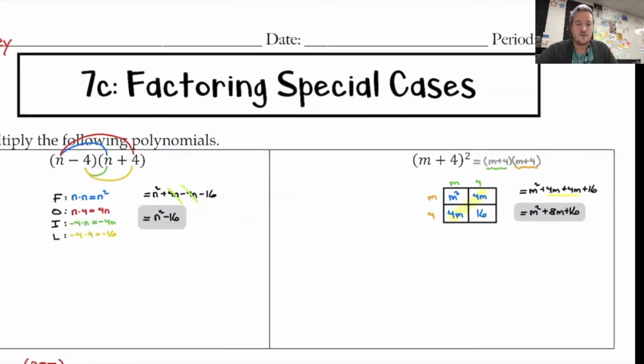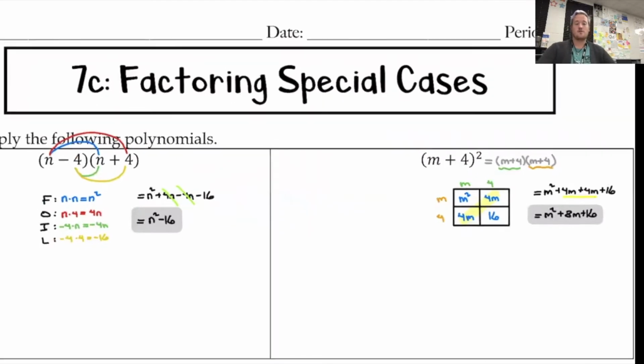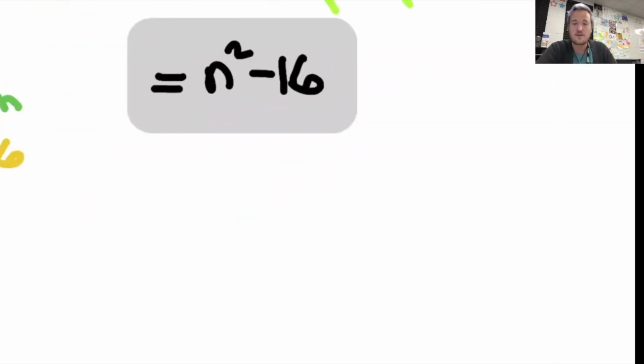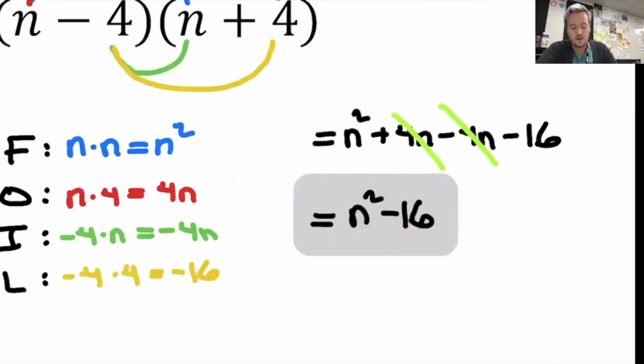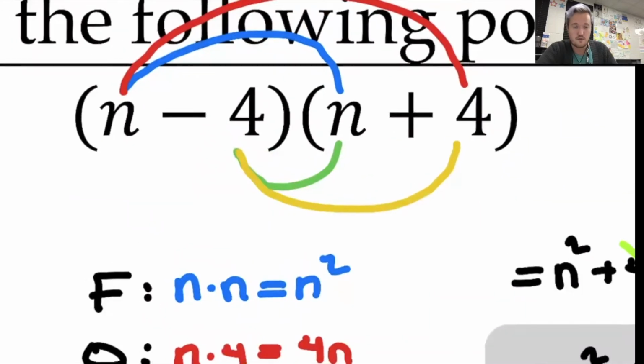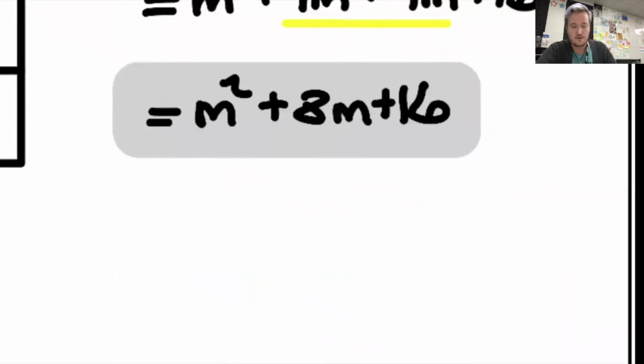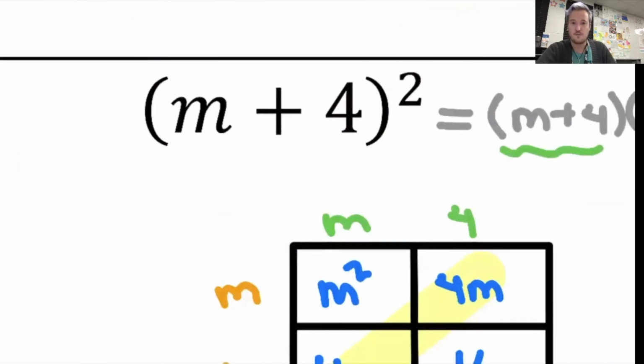If you notice, looking at the way these binomials were set up, these are the problems that we're now going to do working backwards. These are the problems that we're going to factor. I'm going to give you a problem like n squared minus 16, and we want to end up with both of these, n minus 4 and n plus 4. Or over here, I'll give you m squared plus 8m plus 16, and we're going to end up with m plus 4 all squared.